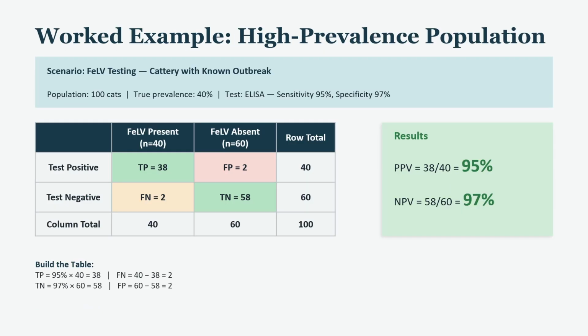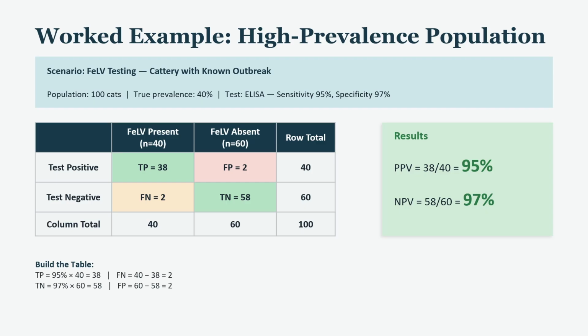We're in a cattery with a known FeLV outbreak. The prevalence in this population is 40%. 40 of our 100 cats are truly infected. We're using an ELISA with 95% sensitivity and 97% specificity. Building the table. TP equals 95% of 40, which is 38. FN equals 40 minus 38, which is 2. TN equals 97% of 60, which is 58.2. We'll round to 58. FP equals 60 minus 58, which is 2.